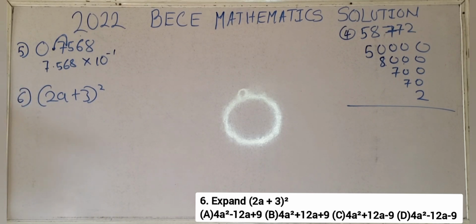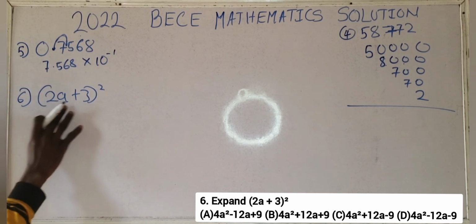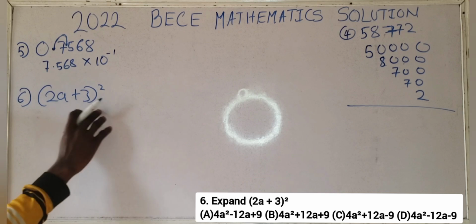So you can check our percentage class to learn more on this concept. Okay. Now let's proceed to question number 6. We have (2a + 3) squared. How do we expand this?